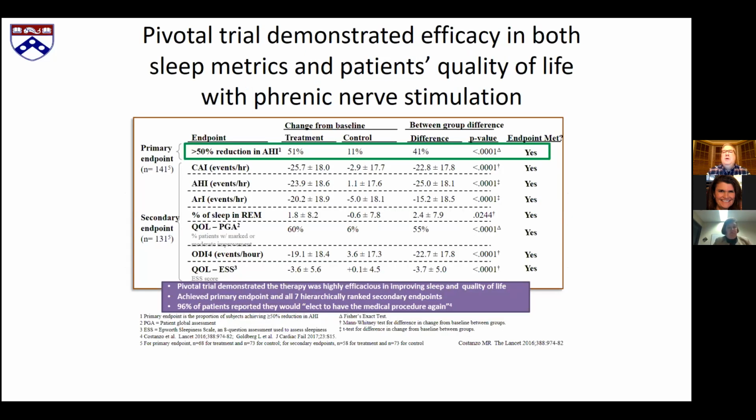And this was the primary endpoint of the trial. There was efficacy in terms of a highly statistically significant improvement in AHI in patients that had the device turned on as compared to our control group. And then each of the hierarchical secondary endpoints were also positive. And so we were able to analyze all of them, showing us that quality of life improved as well as several other sleep parameters. So a highly effective therapy in terms of efficacy for treating the central sleep apnea.